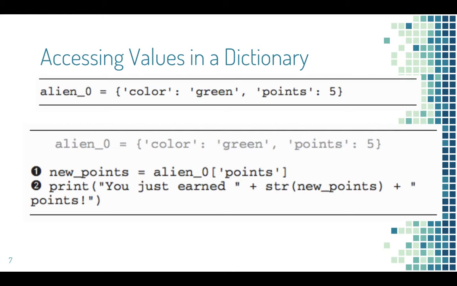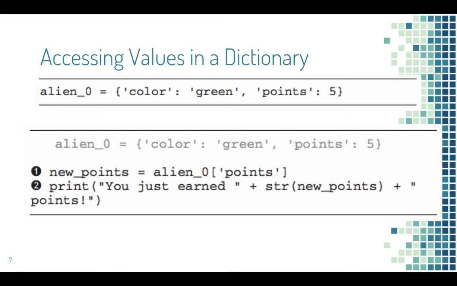You can have an unlimited number of key value pairs in a dictionary. For example, here's the original Alien 0 dictionary with 2 key value pairs. Now you can access either the color or the point value of Alien 0. If a player shoots down this alien, you could look up how many points they should earn using code like this. Once the dictionary has been defined, the code at 1 pulls the value associated with the key points from the dictionary. The value is then stored in the variable new points.